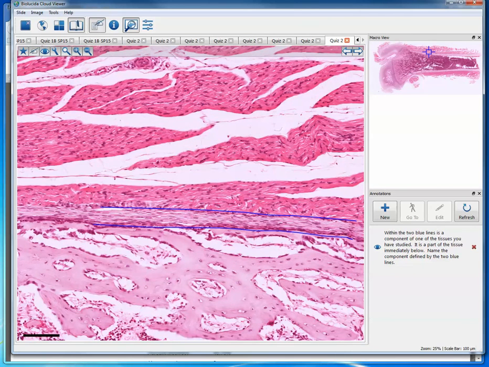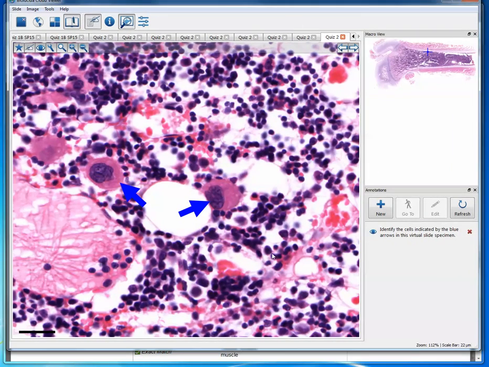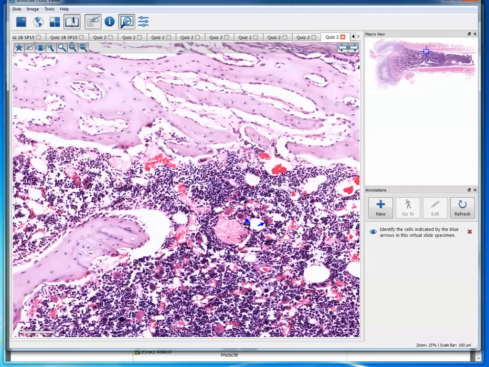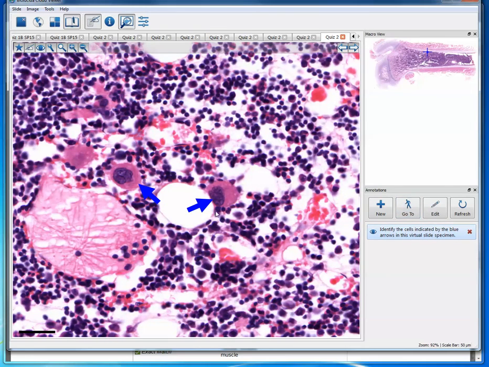Okay. This question asks you to identify the cells indicated by the blue arrows, and they were megakaryocytes. You could have said megakaryocyte singular or megakaryocyte plural. Only 56% of the class got that correct. And here, you know, you could take this down to low magnification and see we used the same specimen as the previous question, and this is bone marrow. And so if you go to the magnification we set it at, you can see that these cells have an eosinophilic cytoplasm, and they have a huge, large nucleus.